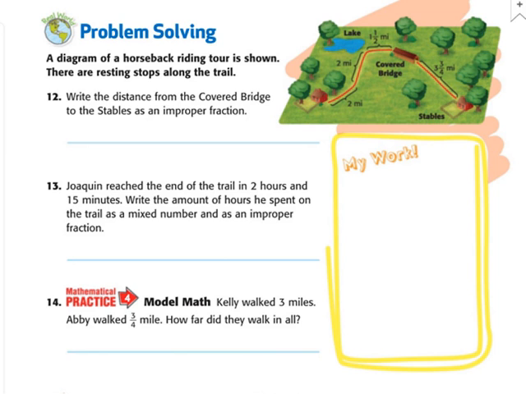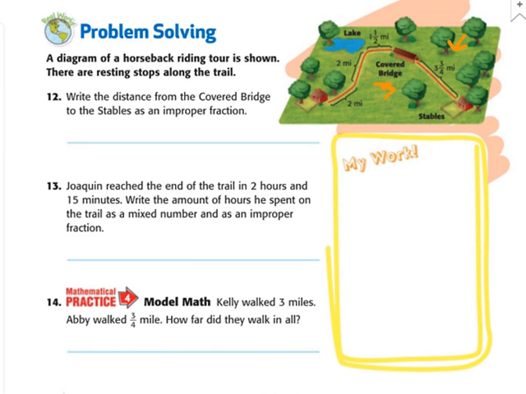This is a diagram of a horseback riding tour right over here. Okay, so we're going to be looking at this map to help us come up with our answers. There are resting stops along the trail. Write the distance from the covered bridge to the stables as an improper fraction. So here's my covered bridge right here. And then here's the stables.